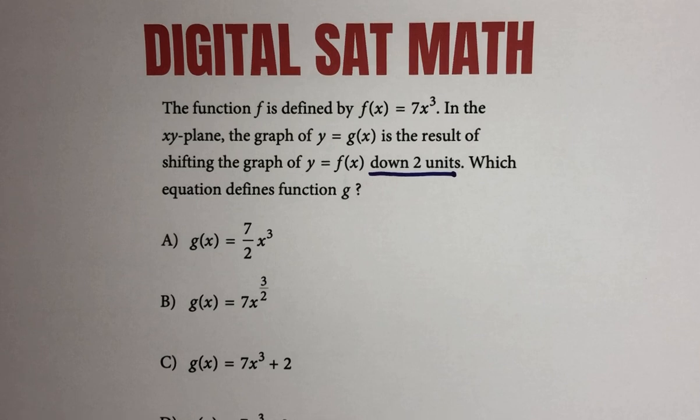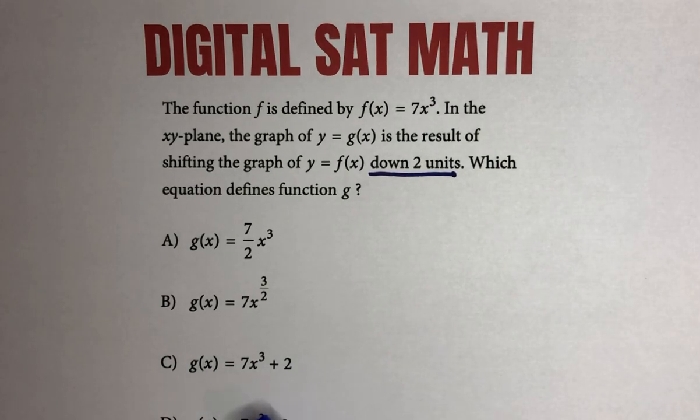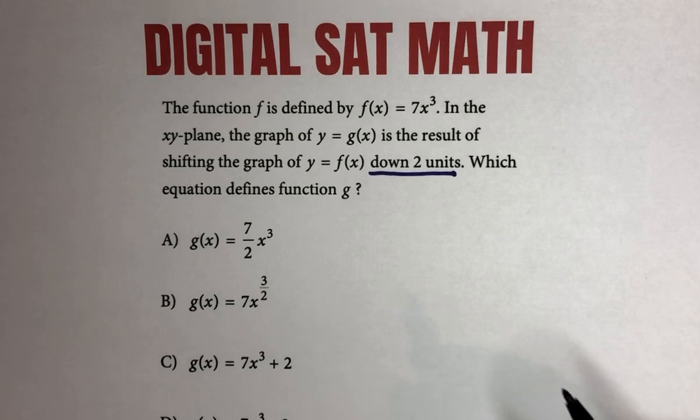Choice A, you're given g of x is equal to 7 over 2 x cubed. B, you're given g of x equal to 7x to the power of 3 over 2. Choice C, you're given 7x cubed plus 2. And choice D, we have g of x is equal to 7x cubed minus 2.